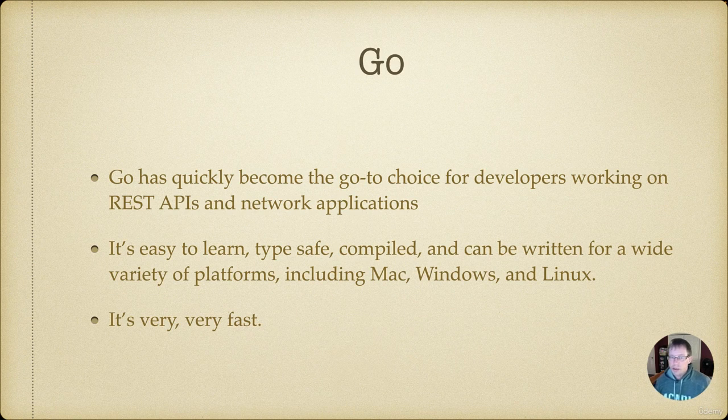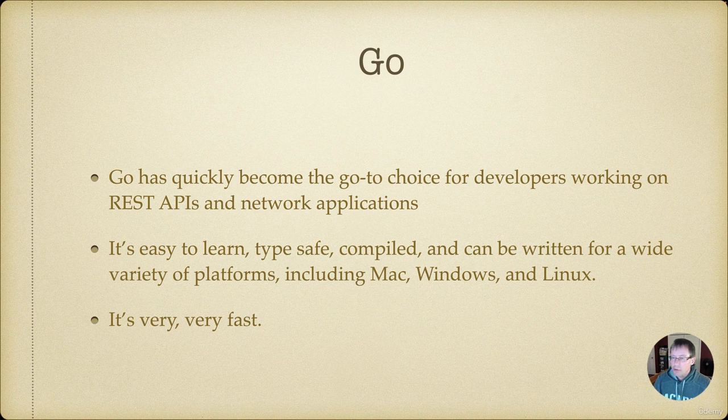Go, in turn, has quickly become the go-to choice for developers who are working on either REST APIs or any kind of network application, and with good reason. It's extremely easy to learn, it's type-safe, it's compiled, it handles concurrency extremely well, and it can be written for a wide variety of operating systems. You actually don't need to install a runtime on any machine where you want to run an application written in Go. You can write it, for example, on a Macintosh, and then compile it for the Mac or for Windows or for Linux with one command in the terminal. It's also very, very fast, and that's important for any web application.